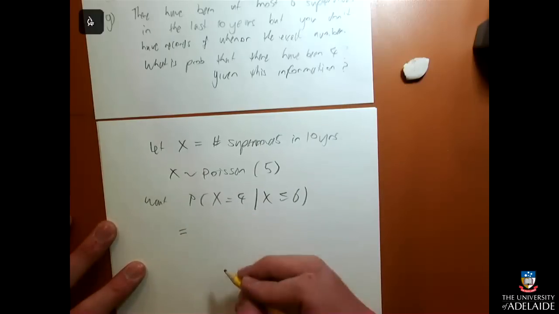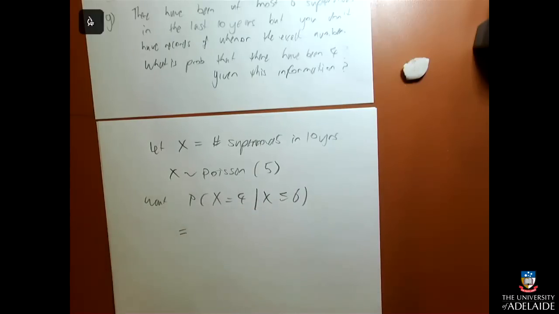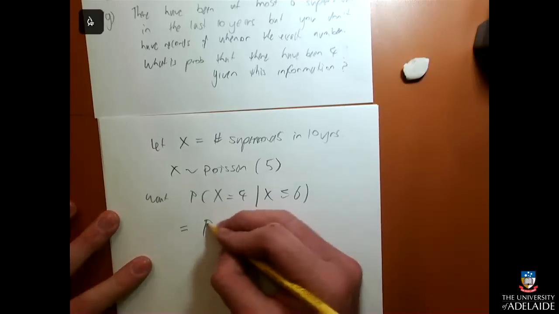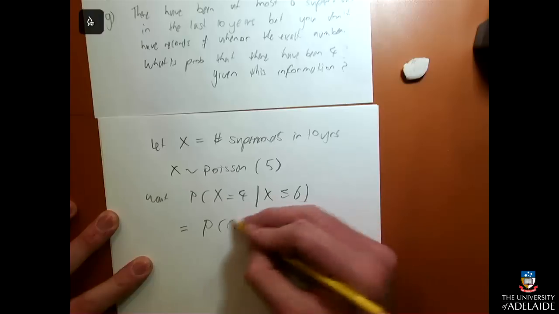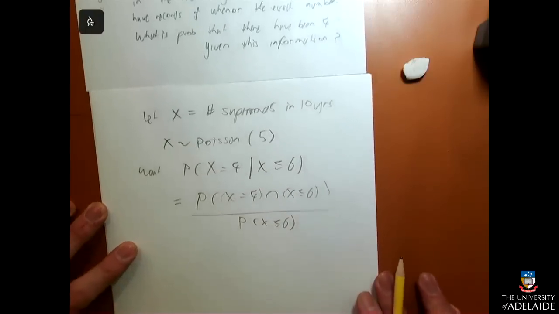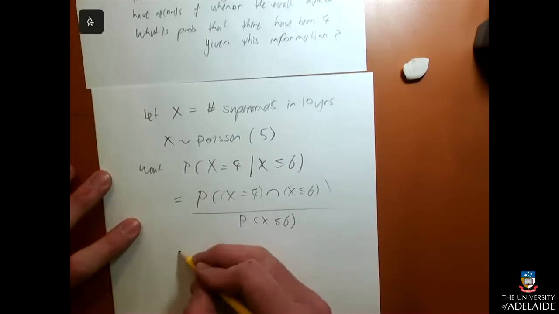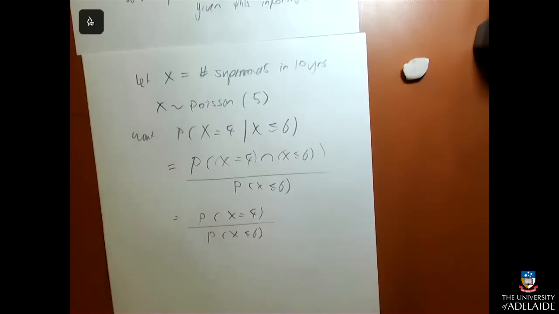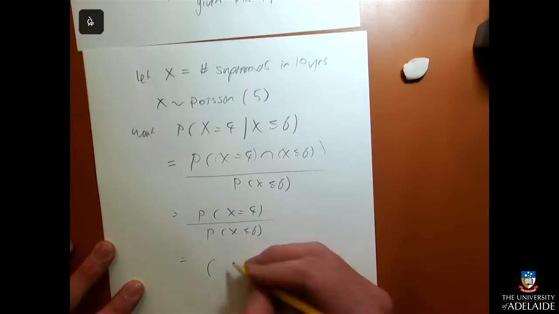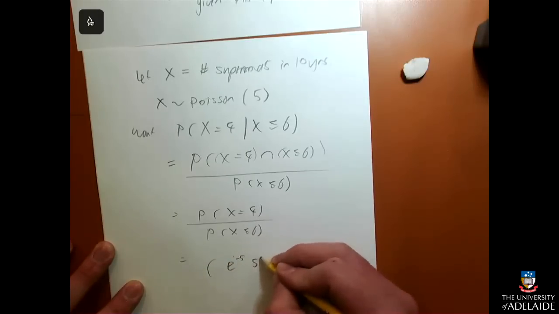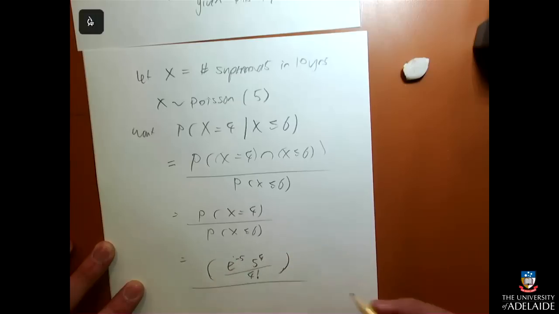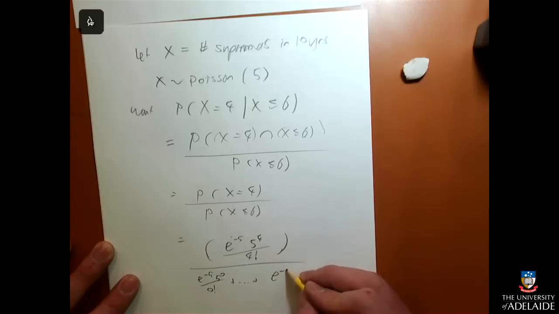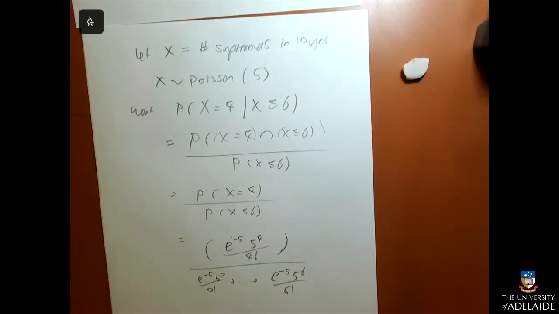But this is within that, and so I should be able to just do the classic conditional probability. That's the probability that x is equal to 4 and x is less than or equal to 6, over the probability that x is less than or equal to 6. And being equal to 4 and less than or equal to 6 is just the same as being equal to 4. Not that I want to calculate this, that's going to take a while. The top is e to the minus 5, 5 to the 4 over 4 factorial. And the bottom is e to the minus 5, 5 to the 0 over 0 factorial plus and so on. And whatever that is, that's the answer.